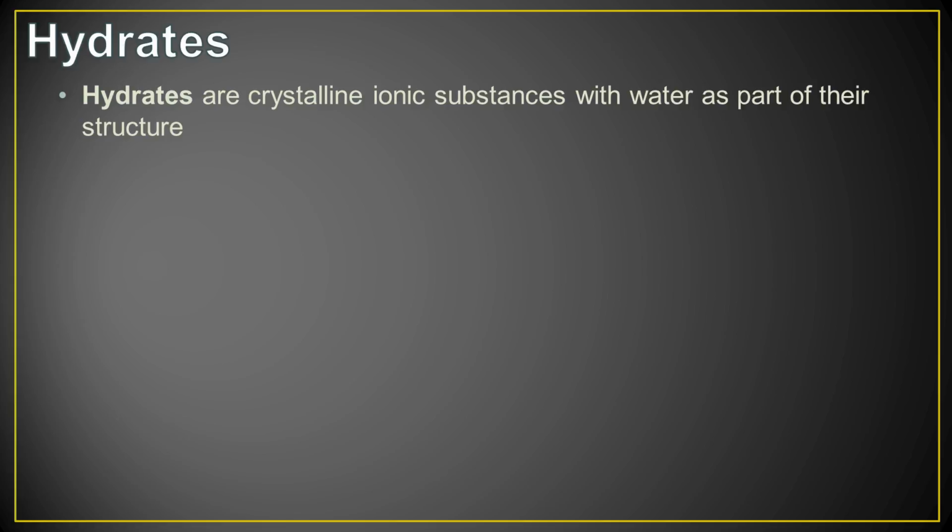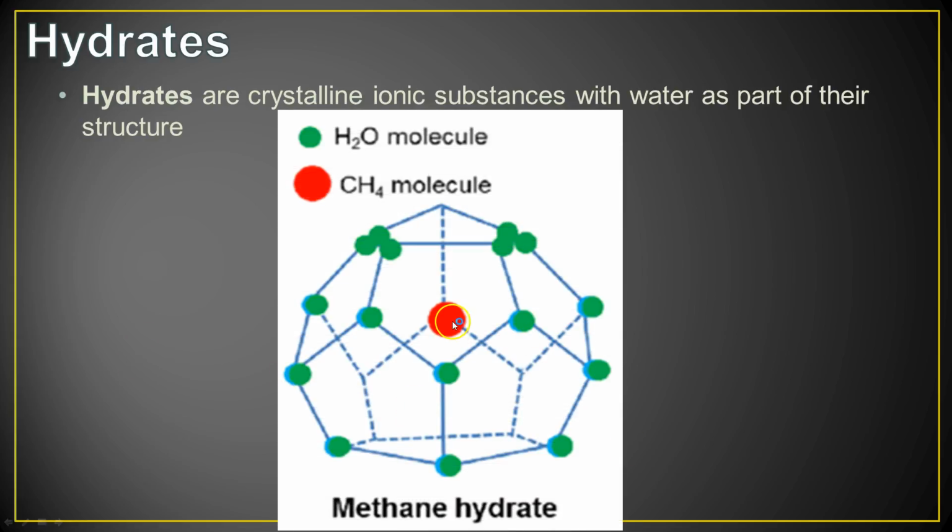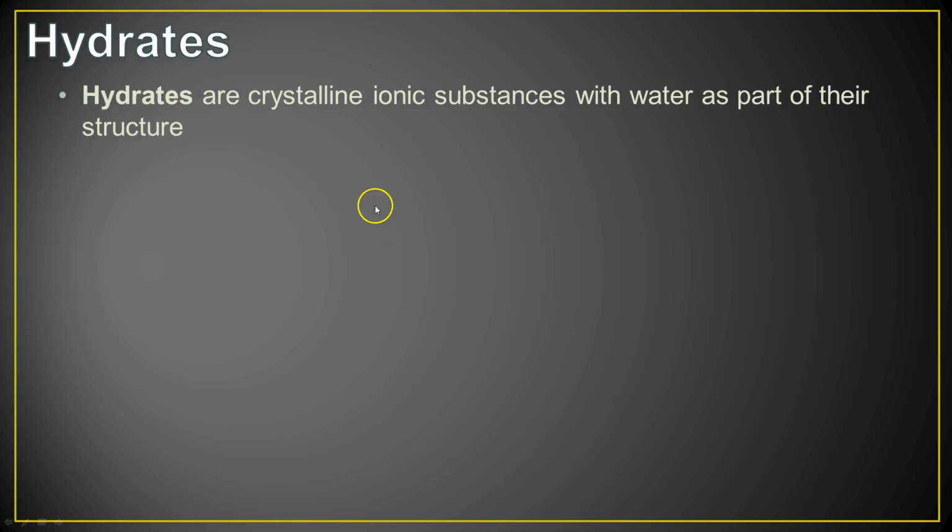Hydrates are crystalline ionic substances with water as part of their structure. All the time, water is going to be part of their structure. So here we have a methane molecule in the middle, surrounded by this almost cage of water. So we would call this a methane hydrate. This is part of the actual crystalline structure. You need the water in there.